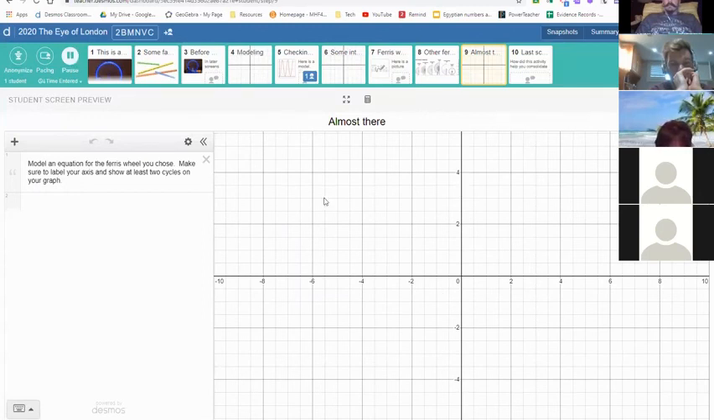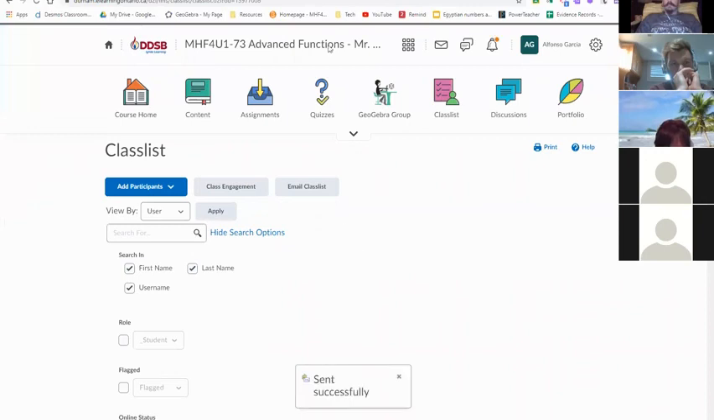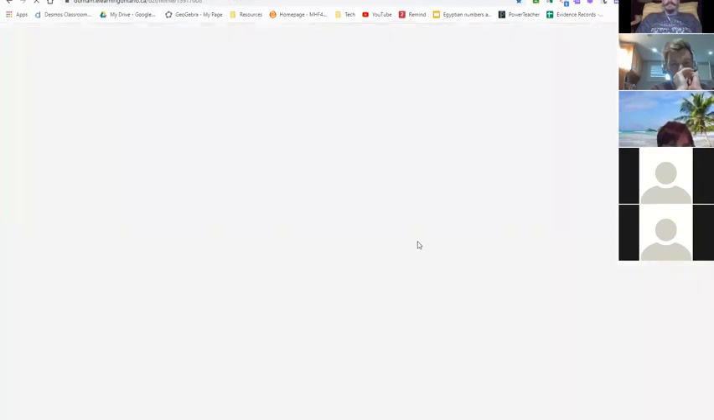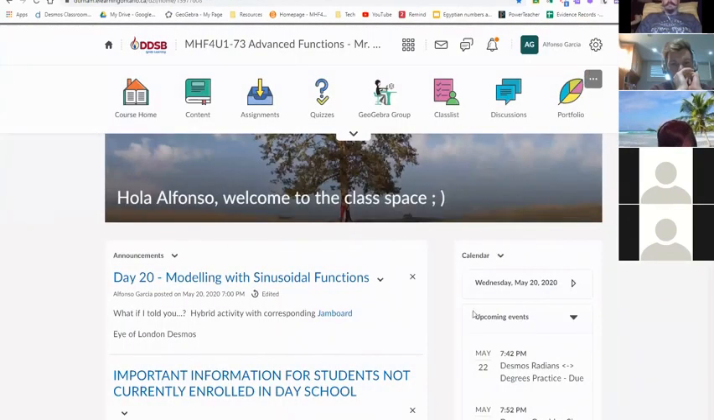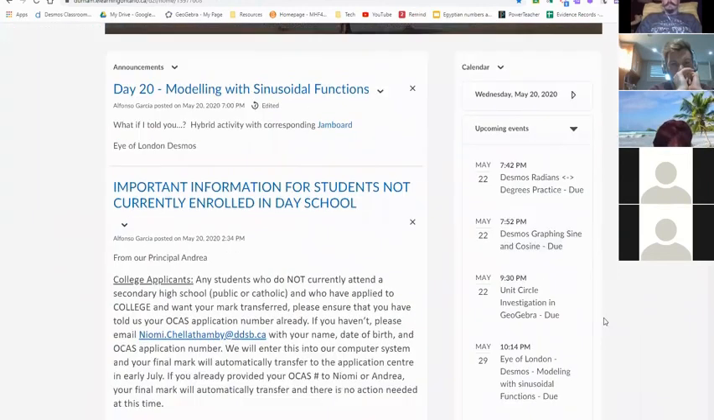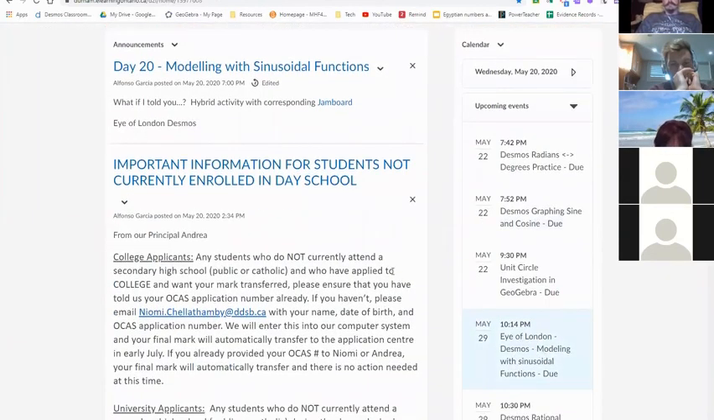Just remember your axes, you have to adapt them, otherwise it's going to be difficult. And the assignment, as Sarah figured out already, is in our course assignments, or here, Desmos Eye of London.